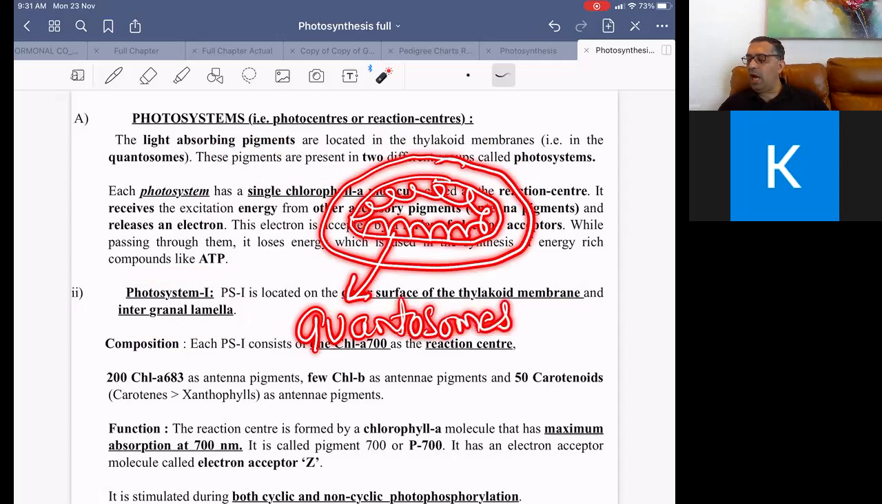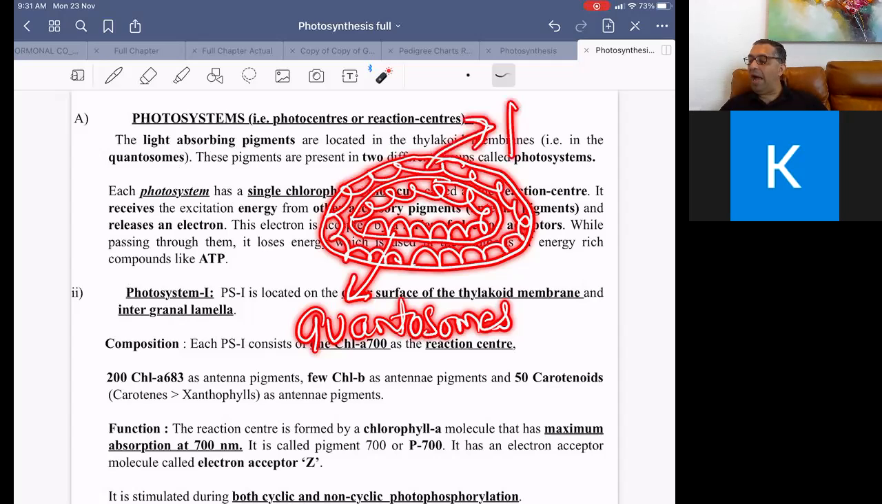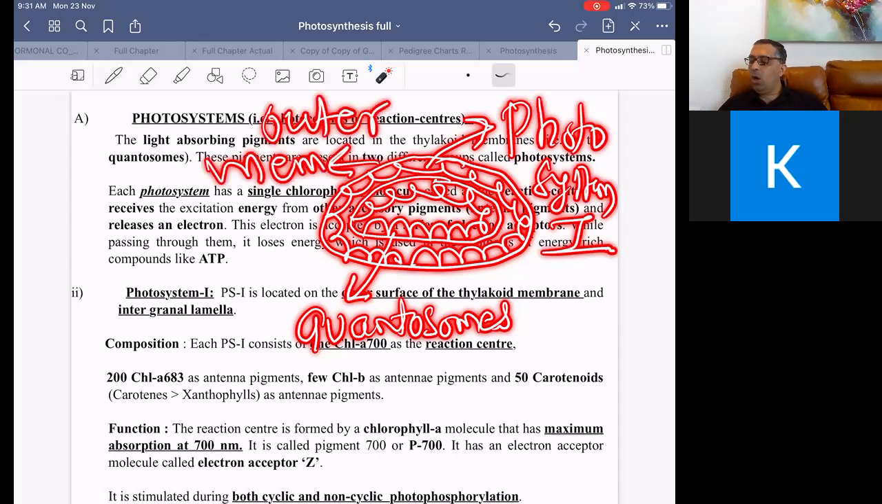So quantosomes are present both in the outer membrane and in the inner membrane. और outer membrane में होता है quantosome with photosystem 1. So photosystem 1 is present on which membrane? On the outer membrane of the thylakoid.